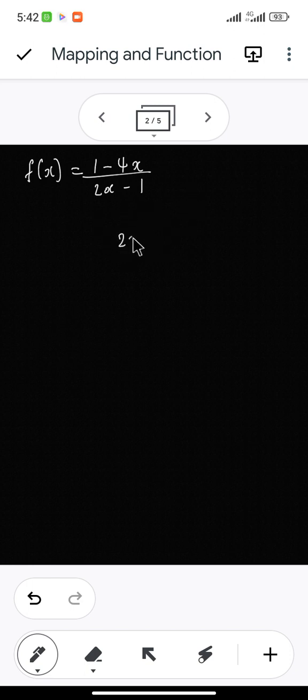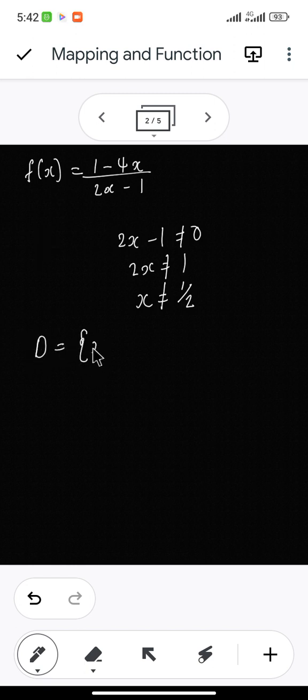Let's try that. So we have 2x minus 1 is equal to 0. 2x is equal to 1, because when this crosses over, it loses its negative sign. When you divide both sides by 2, x is not equal to 1 over 2. So in order to represent the domain, it is going to be the set of numbers x such that x is an element of the real numbers and x is not equal to 1 over 2. And this is as simple as it can get.